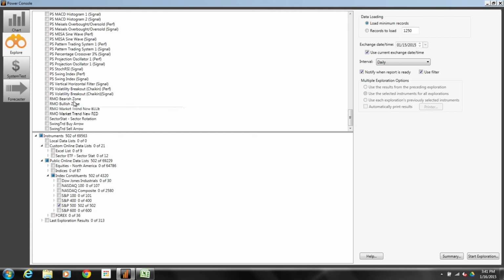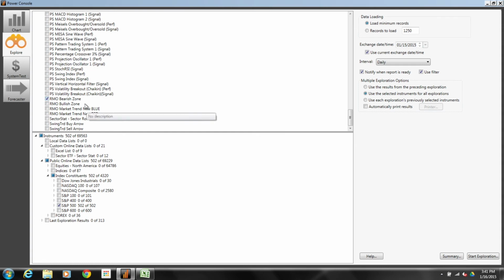So we have the RMO bearish and bullish zone, so that's above or below 0. The new blue bar or new red bar, and again, those are generated by swing trade 2 and 3, and the buy and sell arrow again, which are generated by the swing trade 2 and 3, or the midterm and the long-term trend. So let's say we wanted an alignment of all 3 criteria.